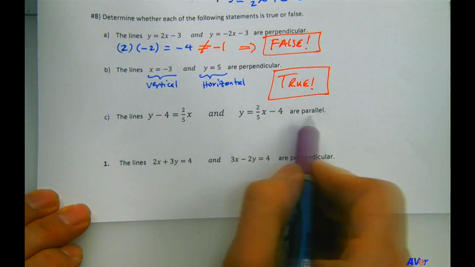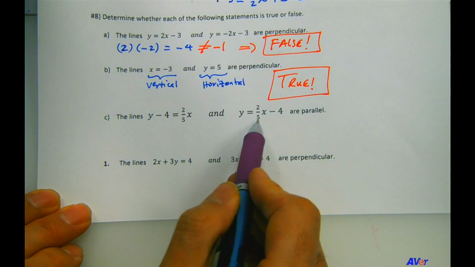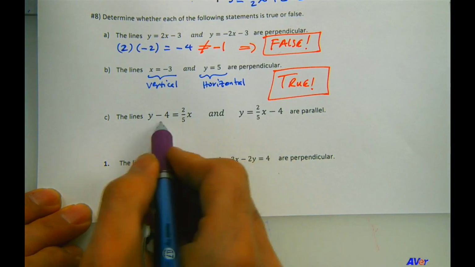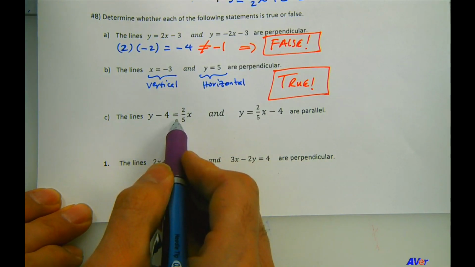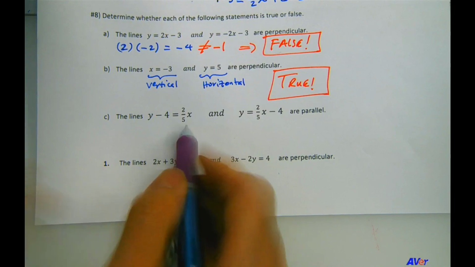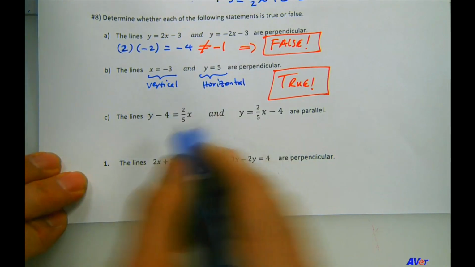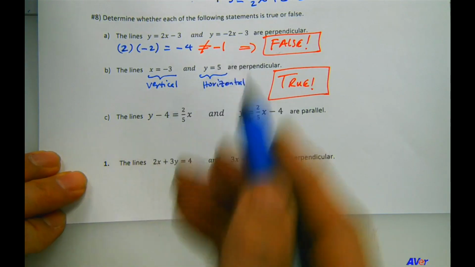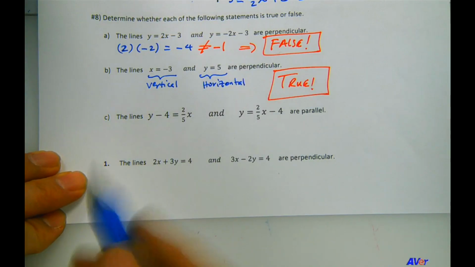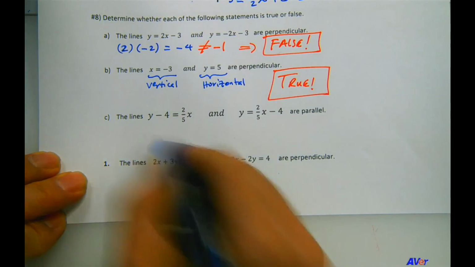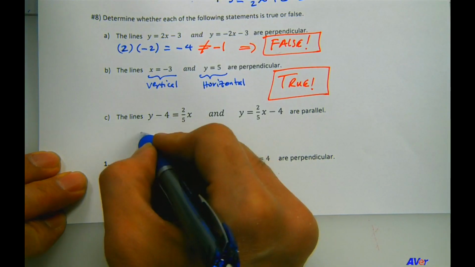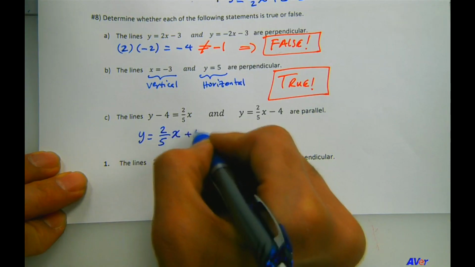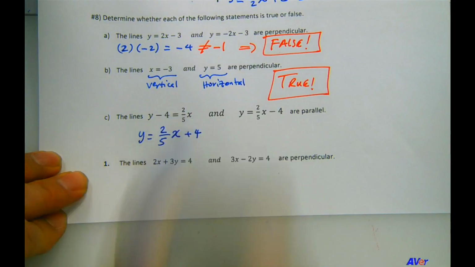The lines this and this are parallel. Well, we know the slope of this line is 2/5, right? Let's find the slope of this line. Some of you, if not all of you, can see that it's 2/5, but I'd rather suggest that please make sure that both equations are in y equals mx plus b form, or in slope-intercept form. So let me put this equation in that form. Y equals 2/5 x plus 4, right? When you move this to the other side, it becomes positive.